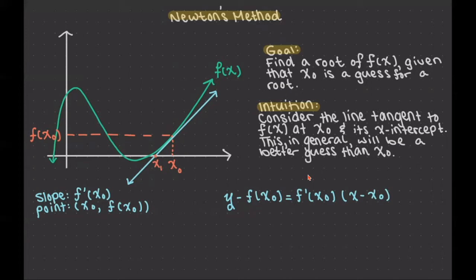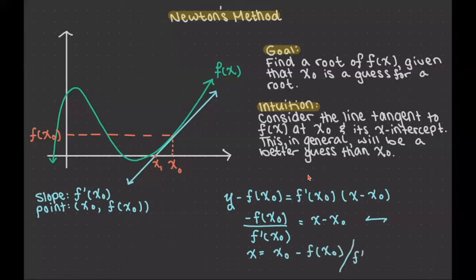So what we're going to do is set y equal to 0 and solve for x. If we do that, we have negative f of x naught divided by f prime of x naught is equal to x minus x naught. Then if we just rearrange terms, this is saying that x is equal to x naught minus f of x naught divided by f prime of x naught. And maybe I'll even update it here: this is x1.